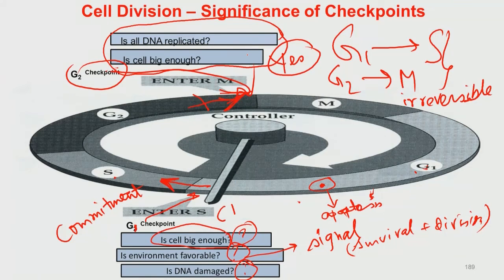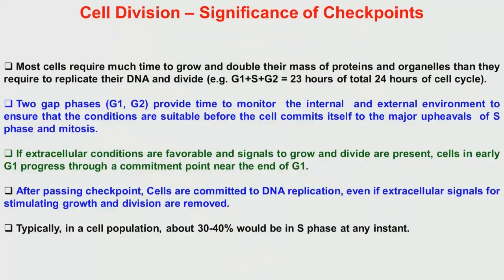And finally, once it goes to M, this cell would go to 2 daughter cells. So, one mother cell will lead to 2 daughter cells. All these points that I have mentioned have been summarized in this particular slide. Most cells require much more time to grow and double their mass than they require to replicate their DNA and divide. To substantiate this point, there are some numbers mentioned here.